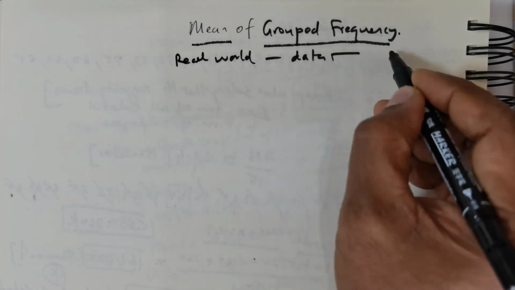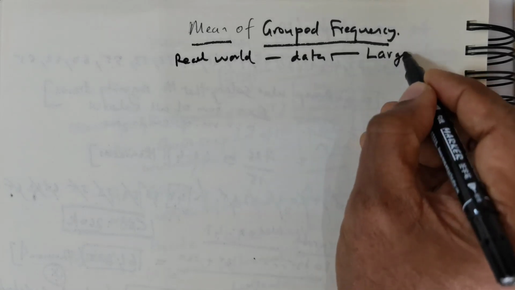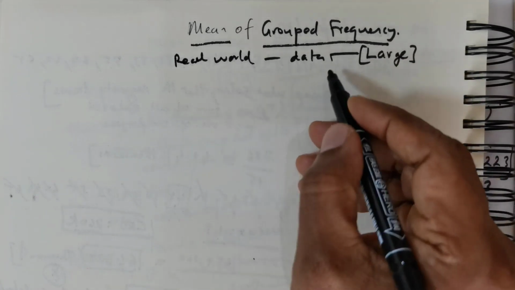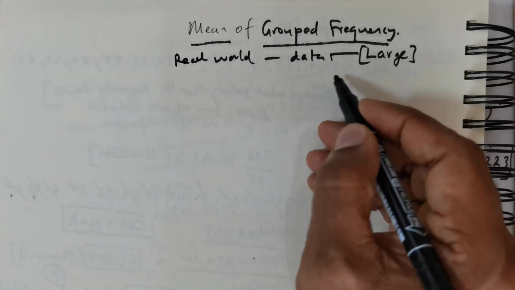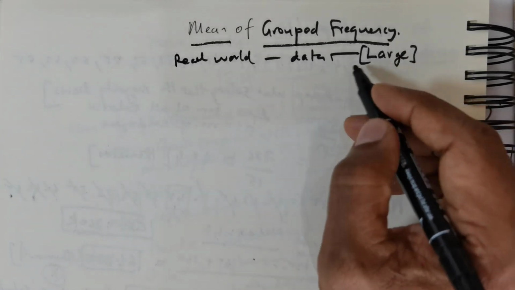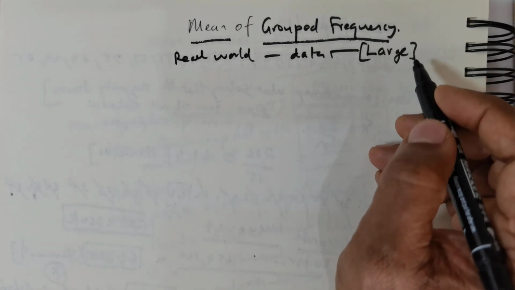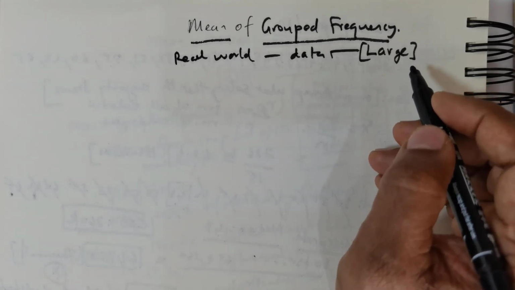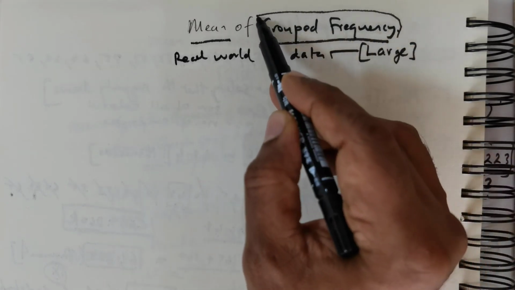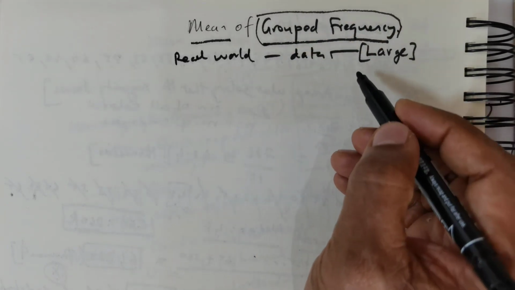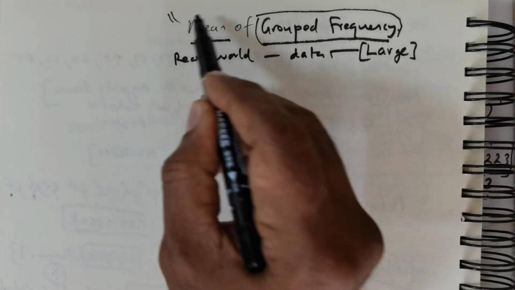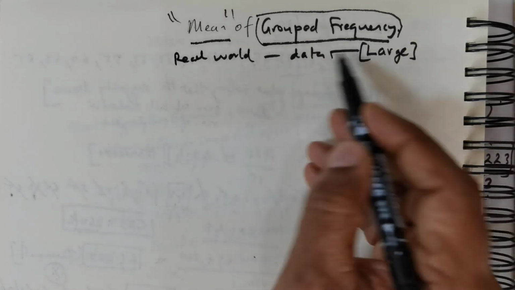Why? Because the data set is very large. And in case of a large data set, we wouldn't be able to place in the frequency for every entity. That is going to really make the analysis of the data set challenging. So to avoid that, the technique used is grouping. So we will actually study in this class how we go about finding the mean of grouped frequencies.